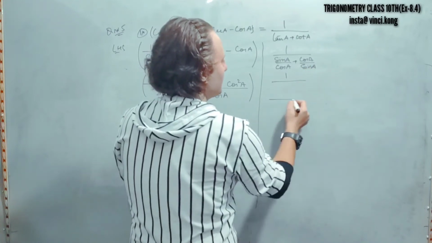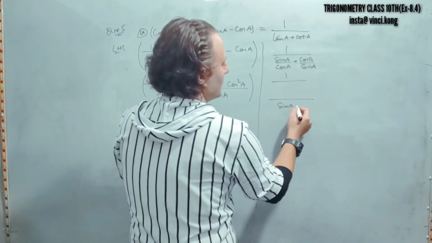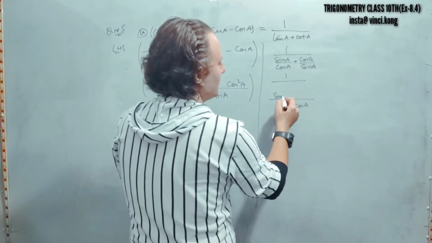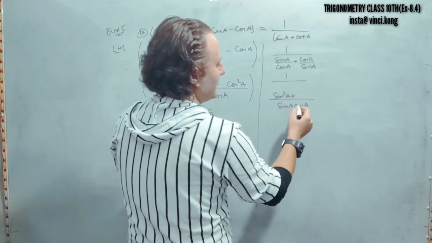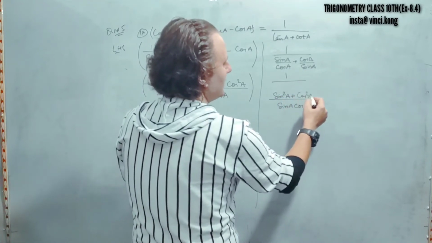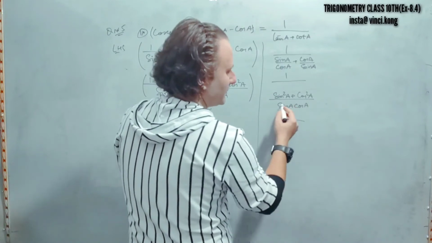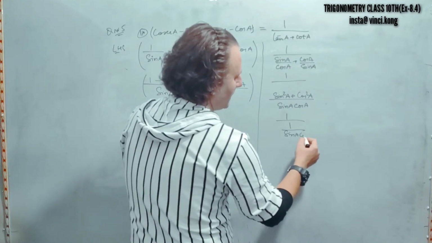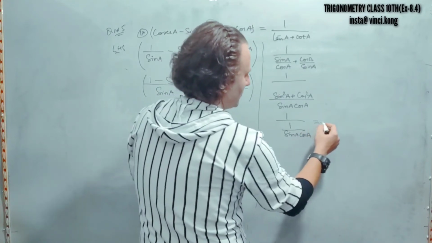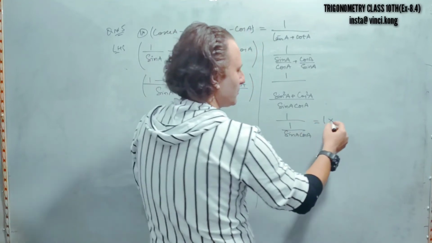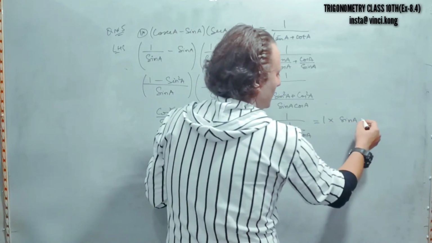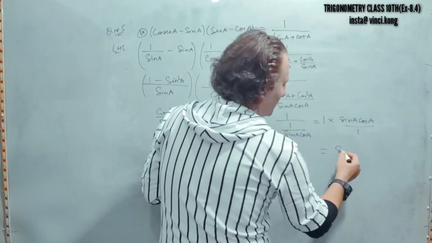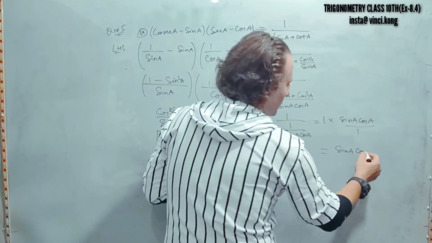1 upon, let's take the LCM, that is sin A cos A. Cos A gone, sin A into sin A is sin square A, sin A gone, cos A into cos A is cos square A. So it is 1 upon (sin square A plus cos square A) upon sin A cos A, which is 1 upon 1 upon sin A cos A. Let us reciprocate it, it is sin A cos A upon 1. If you multiply it with 1, it will not make any difference, sin A cos A.